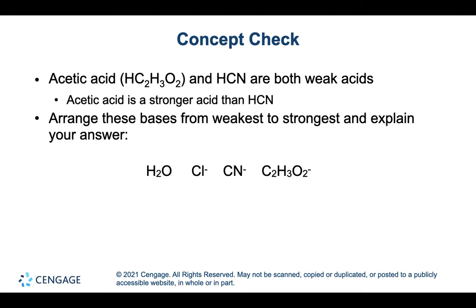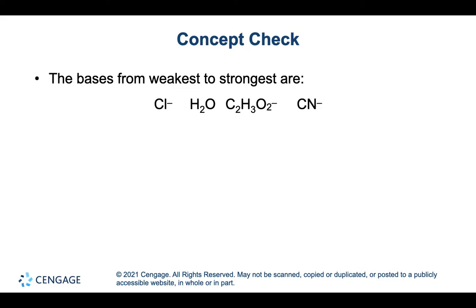So we've got water in there. It's going to be somewhere in the middle. We have Cl minus, the conjugate base of a strong acid. That's going to be the weakest of all. Then we have cyanide and acetate, CN minus and C2H3O2 minus. These are the conjugate bases of the two acids, HCN and HC2H3O2. Since acetic acid is stronger as an acid than HCN, it's going to be weaker as a base for the acetate ion, C2H3O2 minus. So our order is Cl minus is the weakest because HCl is the strongest acid.